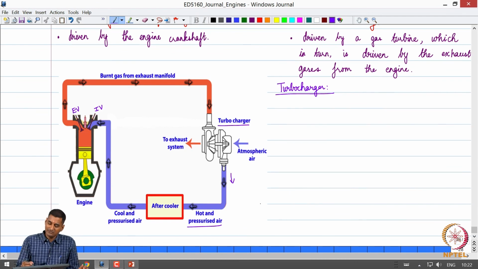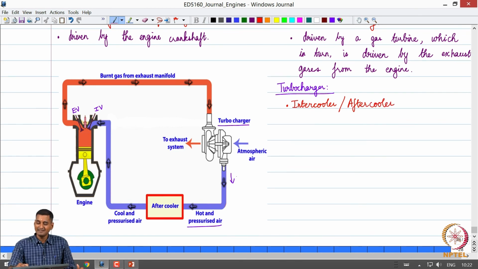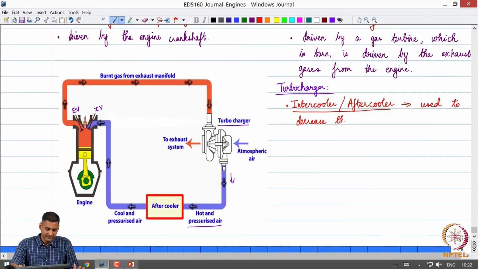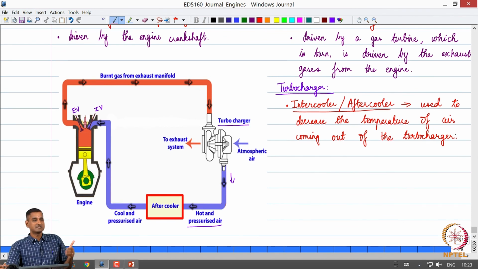So, that is why we have what is called an aftercooler or intercooler. These are names given to this unit which is placed at the outlet of the turbocharger, and is used to decrease the temperature of air coming out of the turbocharger. So that the density of air which is supplied to the intake system is more, and that increases the volumetric efficiency of the engine also.